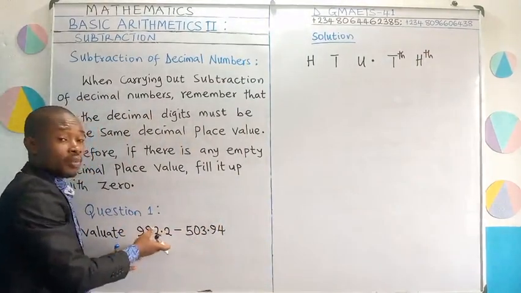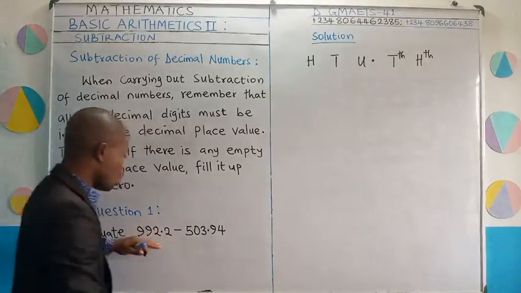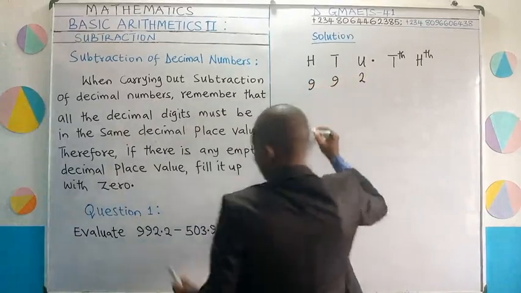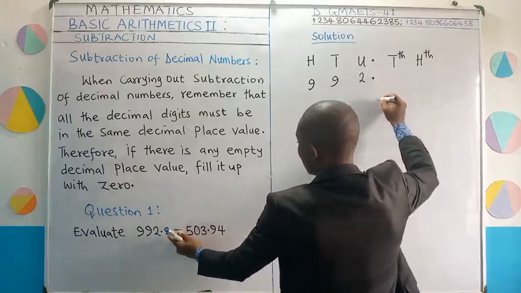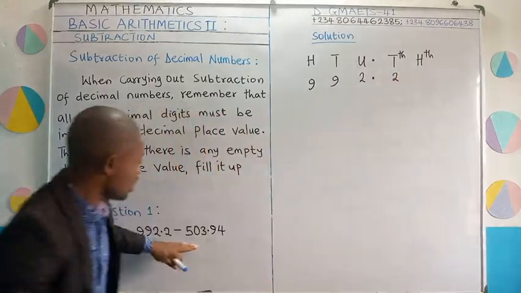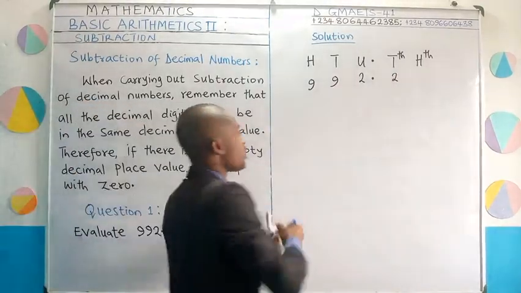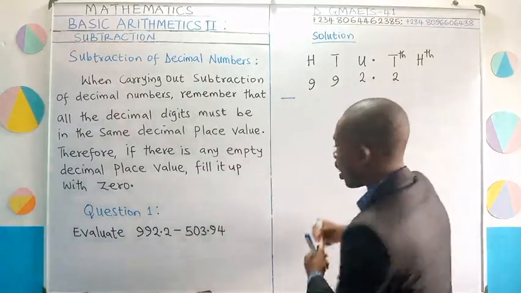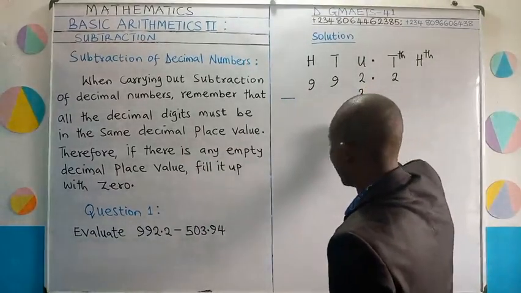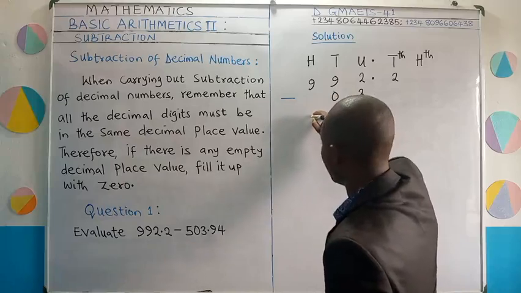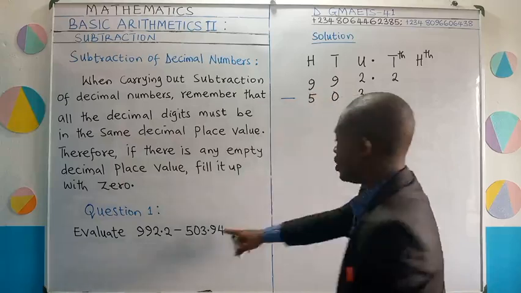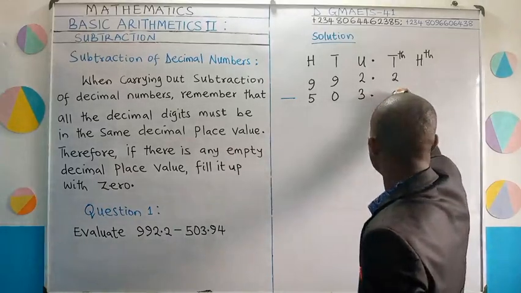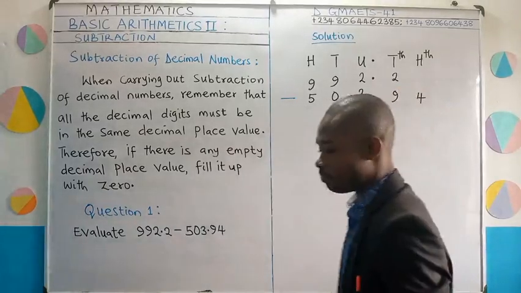Okay, let us start filling up with this 992.2. I'll start with the whole number part, 992. Starting with the unit, you have 2 here, then 9, and then 9. This is 0.2. This is my decimal point. This 2 is under tenths. Then the next is minus 503. Let me put my subtraction sign. 503 is the whole number here, so I'll fill it up in the whole number part. Units here, 3 will enter. The tens, we fill up 0 there, and then hundreds, we have 5. This is 0.94, okay? And so we have 9 under tenths, and then 4 under hundredths.